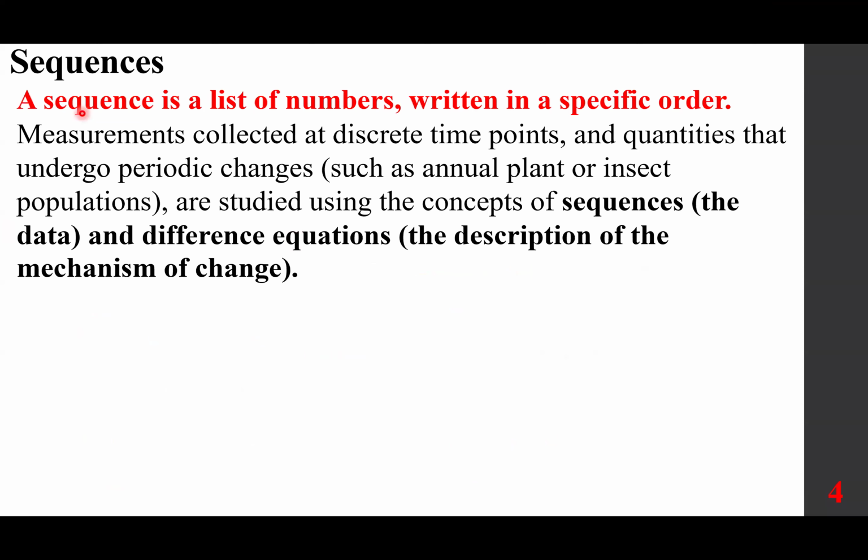Again, reminding you, we had the summary, and we're going to repeat some of the definitions. A sequence is a list of numbers written in a specific order. Measurements collected at discrete time points and quantities that undergo periodic changes, such as annual plant or insect populations, are studied using the concept of sequences, the data, and difference equation, the description of the mechanism of change.